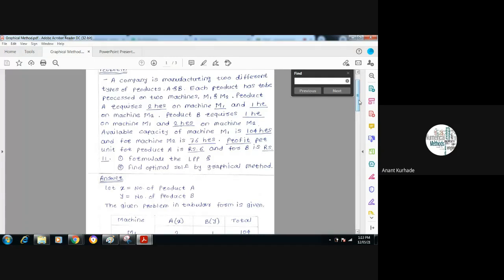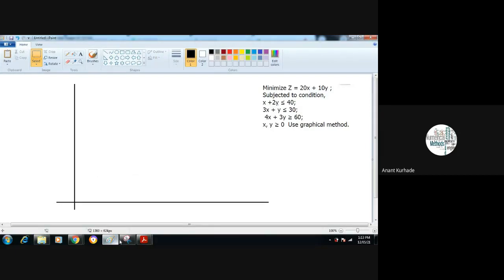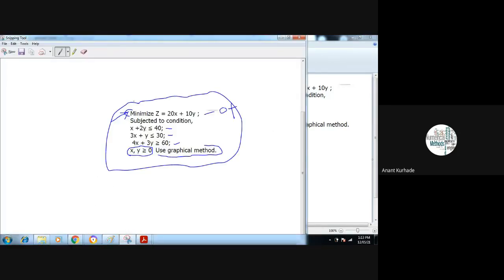Okay, formulate the LPP. First you have to formulate the LPP. That means we have to convert whatever is given in this theory type into the standard form. Standard form is like this: it has the objective function first, then the constraints. So you have to convert this theory type part into the standard form.